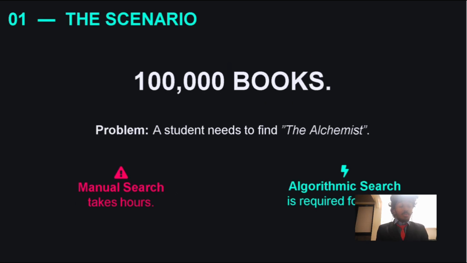Imagine our university library database currently holds 10,000 books. A student rushes to the counter and asks for a specific title, for example, Alchemist. If the system performs a manual search by checking records one by one, it would be incredibly slow. To ensure the students get an answer immediately, we need a high-speed search algorithm. The question is, which algorithm do we choose?